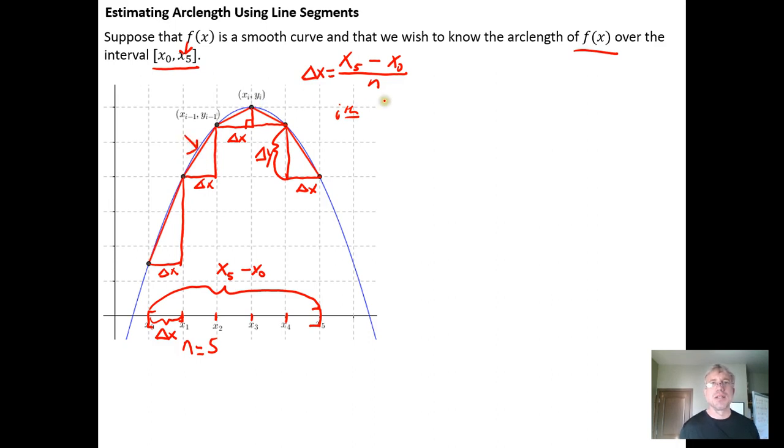To get the change in y, all you would do is take y sub i for the ith line segment and subtract y sub i minus 1, or f of x sub i minus f of x sub i minus 1. So this would be our delta y's.